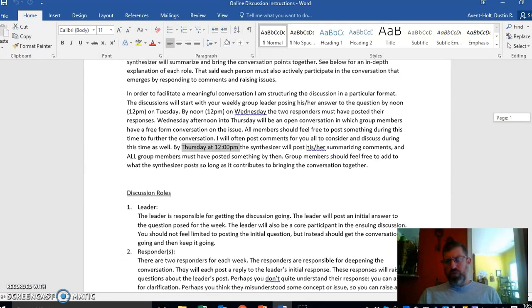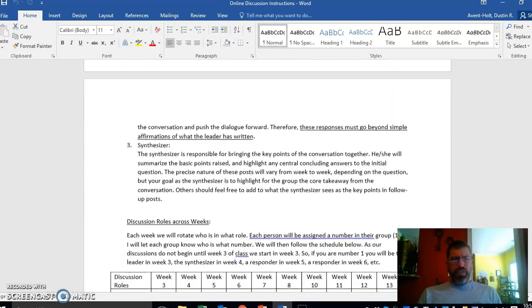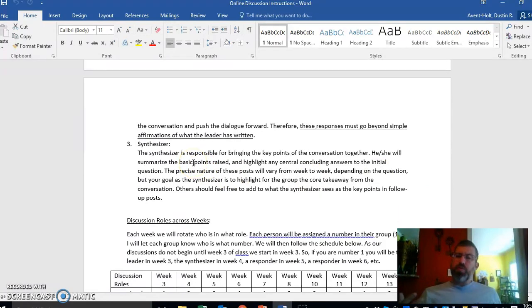Right? And so if you just scroll back down to the synthesizer role, the synthesizer is responsible for bringing the key points of the conversation together, summarizing the basic concepts that are being used, highlighting central points of agreement, points of disagreement, and concluding what we think the answer to the initial question might be, or what maybe the group has landed on as the best answer to this question.